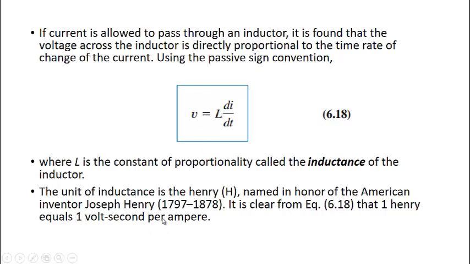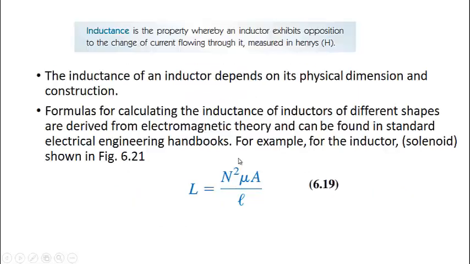So 1 Henry is equal to 1 volt second per ampere. You can derive this unit from this: volt second per ampere. That is a Henry. Inductance is a property where the inductor exhibits opposition to the change in current flowing through it. As we saw in the case of the capacitor, which opposes the change in the voltage, inductance opposes the change in the current flowing through it.